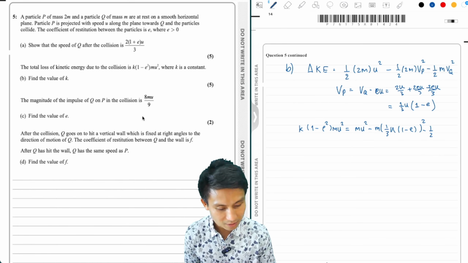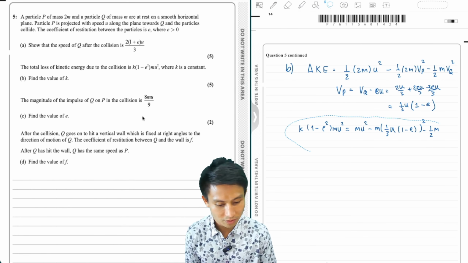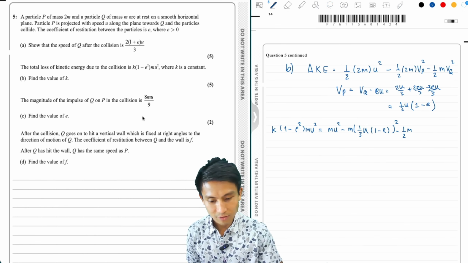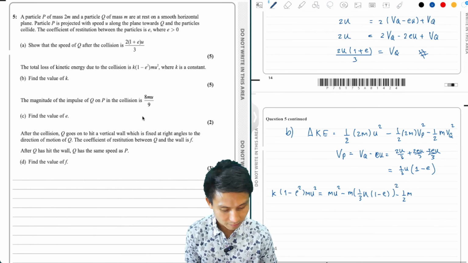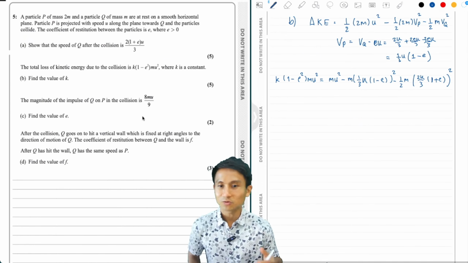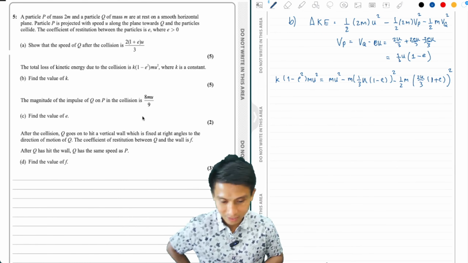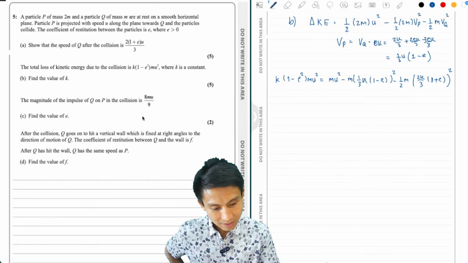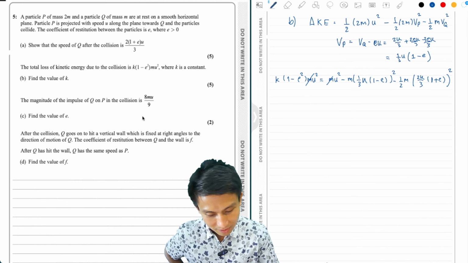And then the last one is vq. We already got that, which was, of course, 2u/3 times (1 plus e), squared. So if we simplify all this, we should be able to solve for k. Now, the m cancel, of course, I think. Yeah.